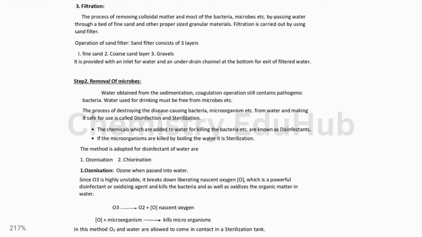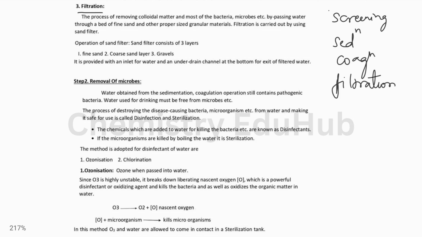The third step in the first process is filtration. So the first is we use screening. Then second is sedimentation followed by coagulation. Then the third is filtration. So these are the steps involved in the removal of the fine and small particles. Now what is filtration? Once the small particles have been coagulated or sedimented, now they need to be filtered. That is the last method in the first step. Okay, so what is it?